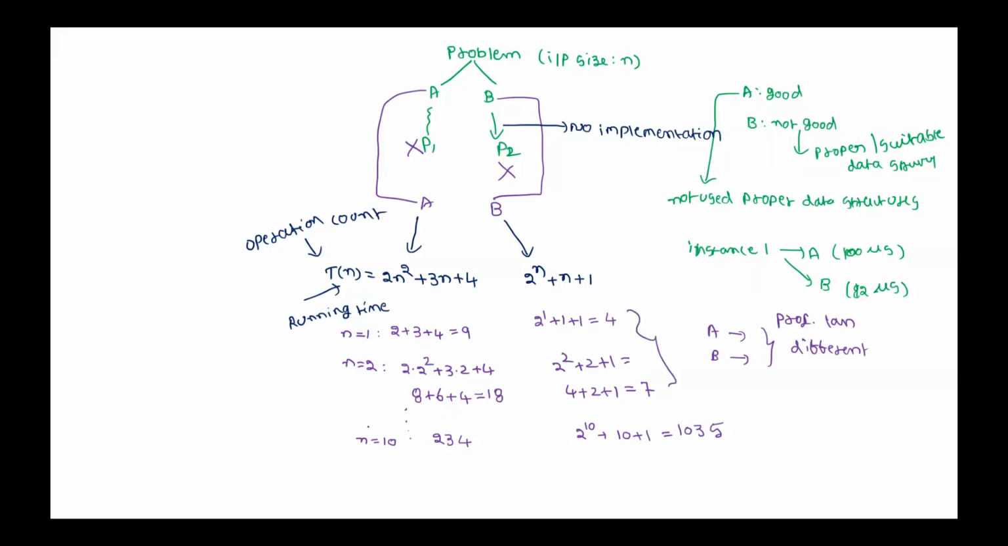But when we go for large values, the number of operations performed in the first algorithm is very much less when compared with the number of operations performed in the exponential second algorithm. So really, if we want to know which is more efficient, that means which takes less time. Less time is more efficient.